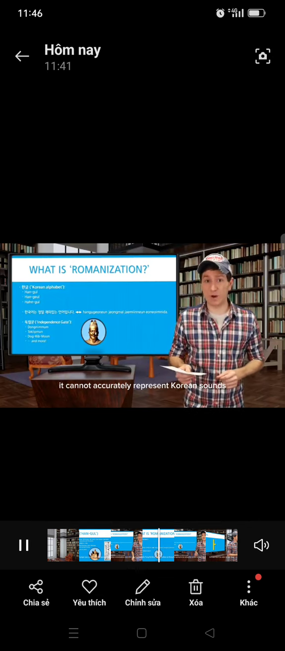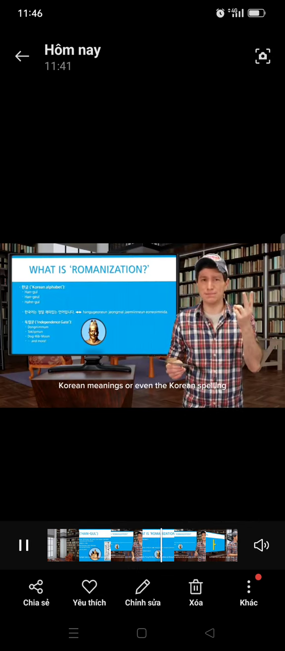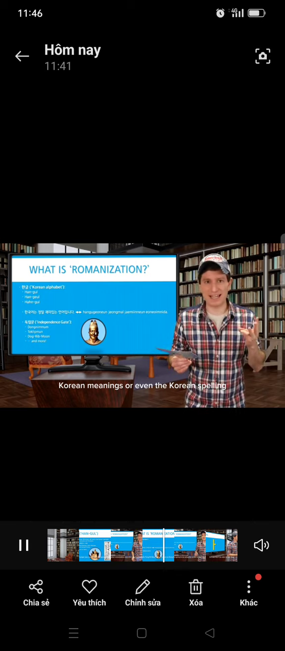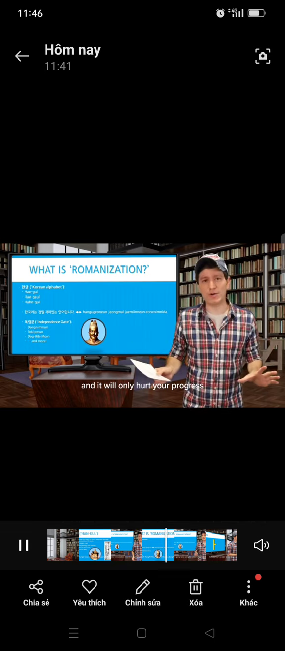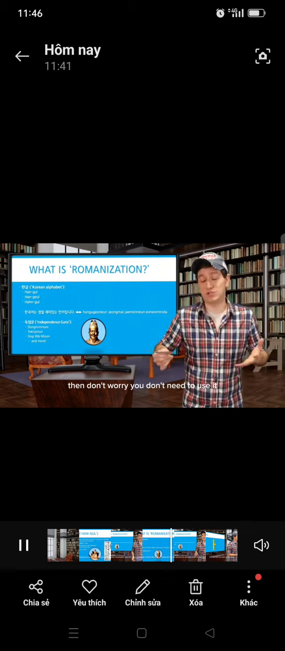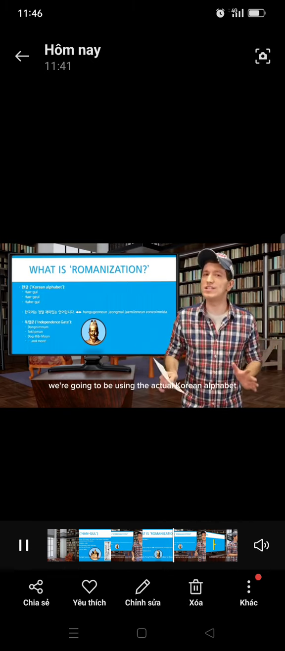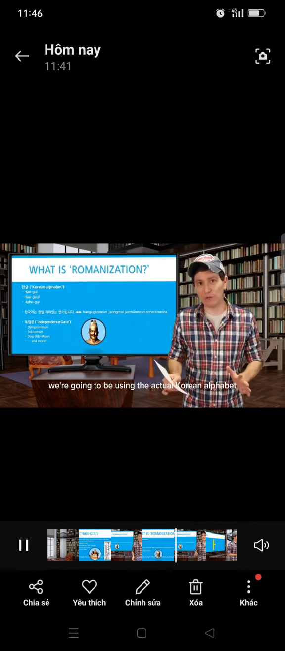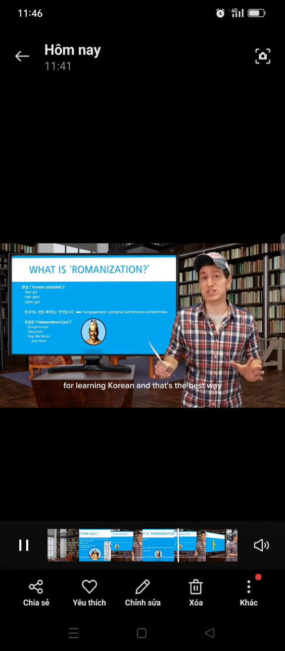It cannot accurately represent Korean sounds, Korean meanings, or even Korean spelling, and it will only hurt your progress the longer you stick with it. If you've never heard of romanization before, then don't worry, you don't need to use it. We're going to be using the actual Korean alphabet for learning Korean, and that's the best way.